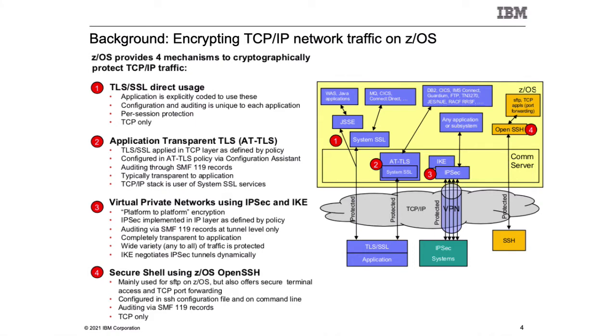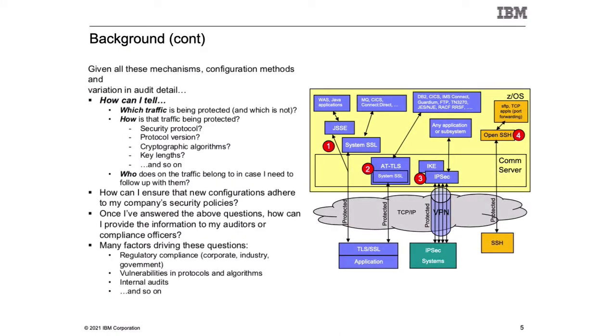So given the amount of complexity there is with all those mechanisms, all those configuration methods, and all those auditing mechanisms, how confident are you that all the traffic is protected at the levels you intended and that your corporation mandates? That the right protocols are being used, at the right protocol versions, with the right cryptographic algorithms, and so forth. And if you think there's traffic that's not compliant, how do you figure out who owns the traffic and follow up with them?